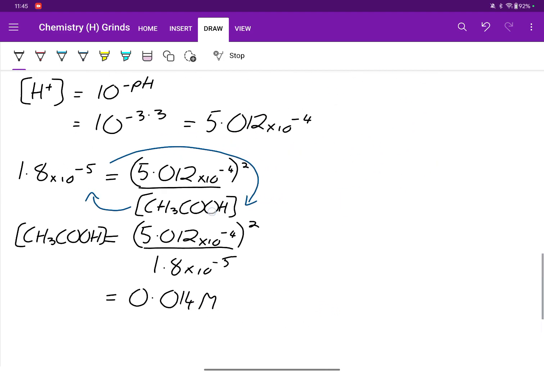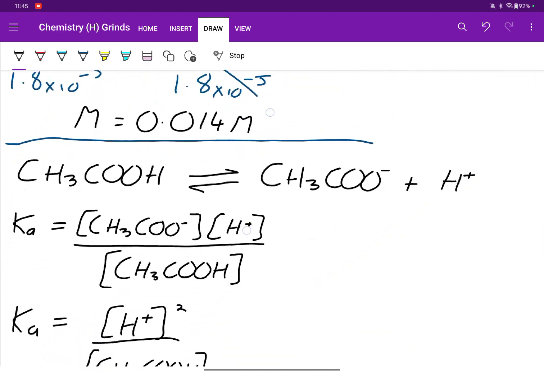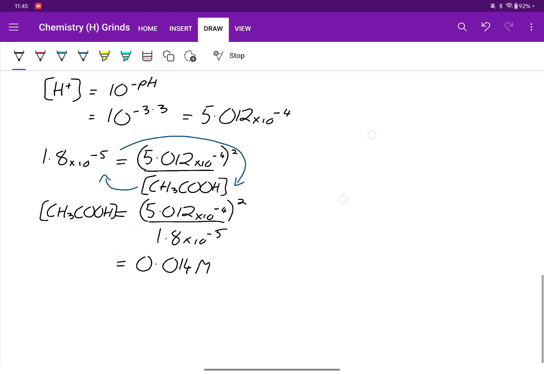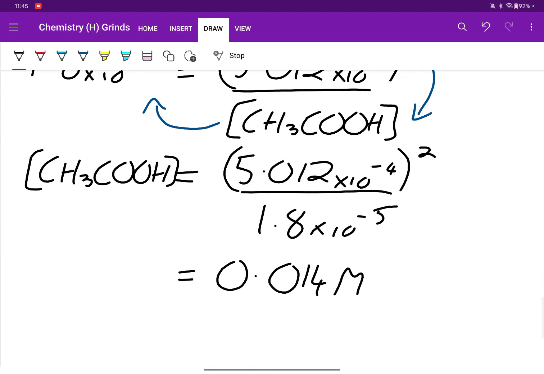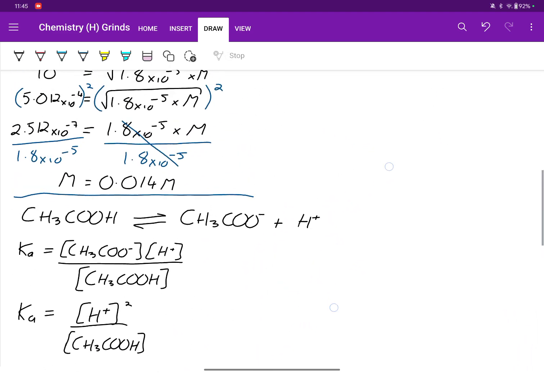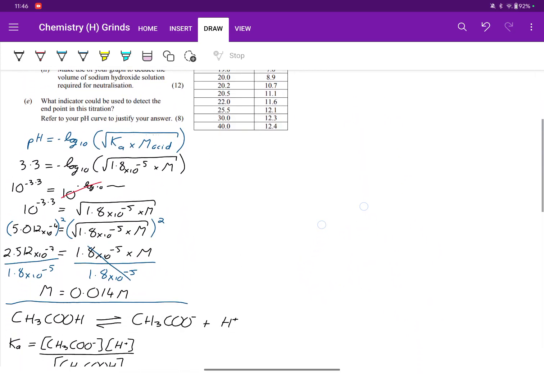So yeah, sorry about that. I forgot about squaring the H plus on top. So I just had to square the top line of that fraction there, and you get 0.014 molar. So two different ways, both give you the same answer. Pick whichever one you think is easiest and just go with that. But yeah, hope that has helped. Thanks, guys.